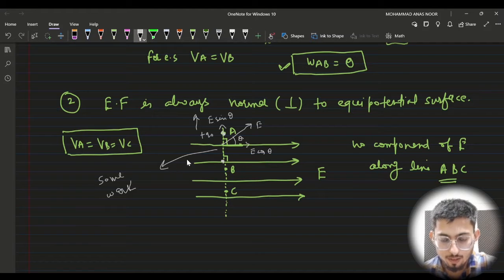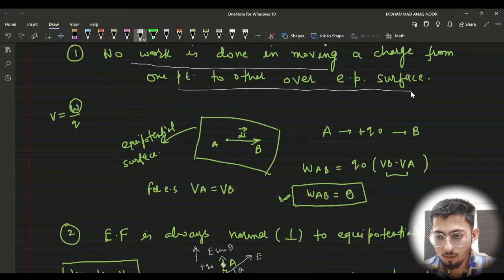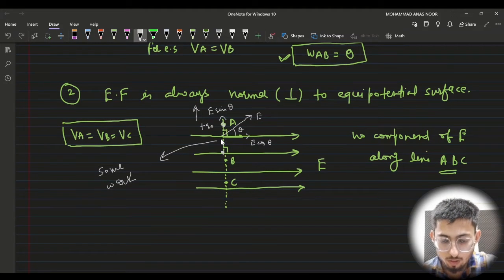But that would violate this rule that no work is done in moving a charge from one point to another over an equipotential surface. That means this would not be an equipotential surface anymore, right? This ABC would no longer be an equipotential surface if work has to be done in moving this Q naught from A to B.